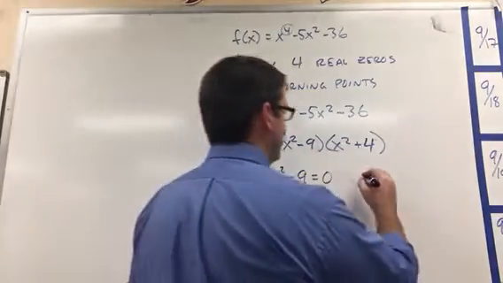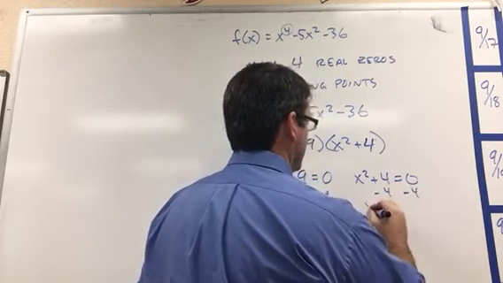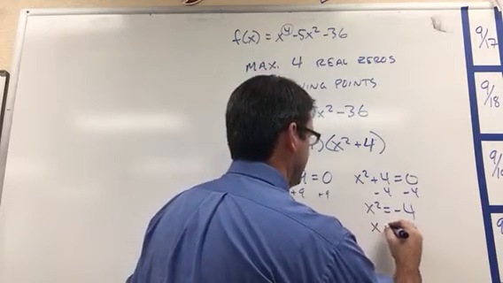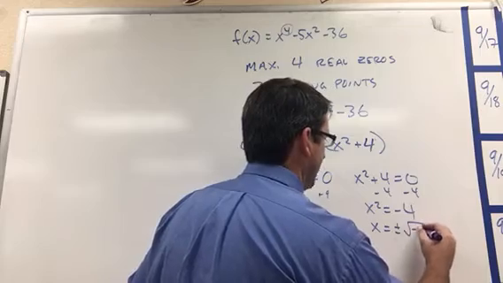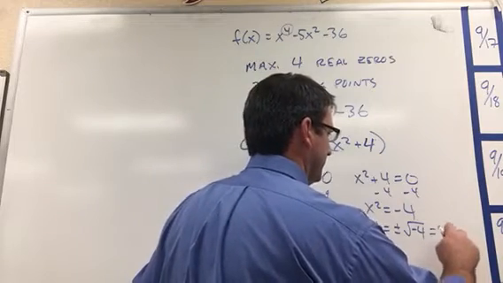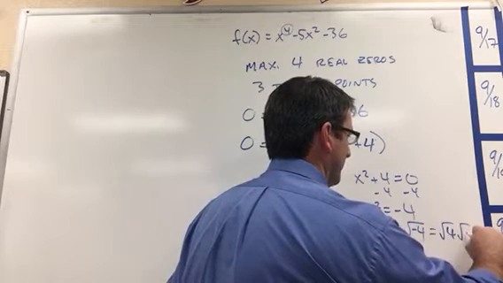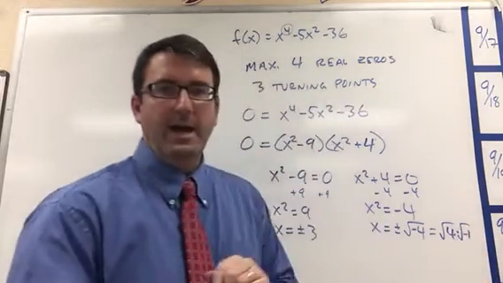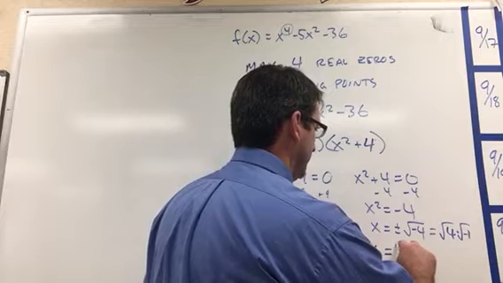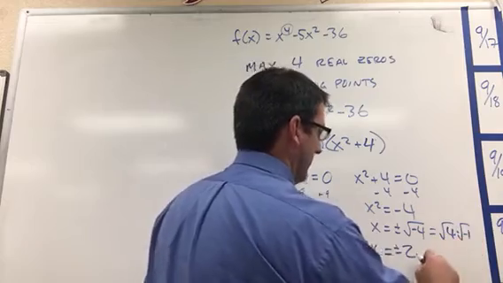Over on this side, we get x squared plus 4 is equal to 0. Subtract 4 from each side, we get x squared equals negative 4. Take the square root of both sides, you get x is equal to plus or minus the square root of negative 4, which we can express as the square root of 4 times the square root of negative 1. And remember that the square root of negative 1 is i. So this is going to be x is equal to plus or minus the square root of 4, which is 2, times the square root of negative 1, which is i.